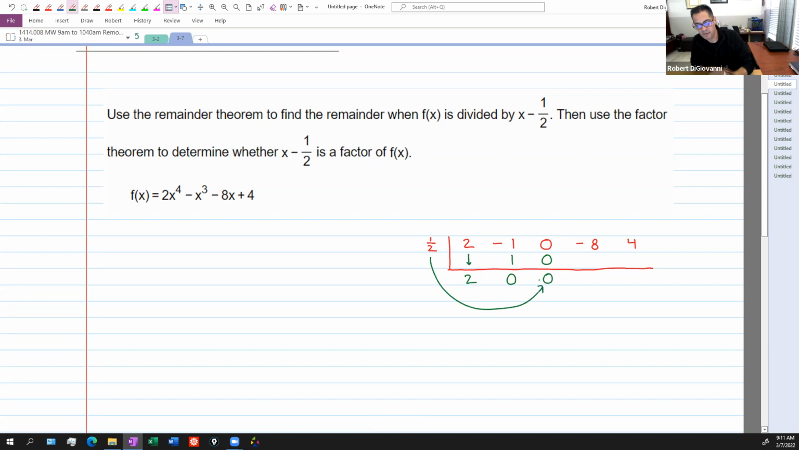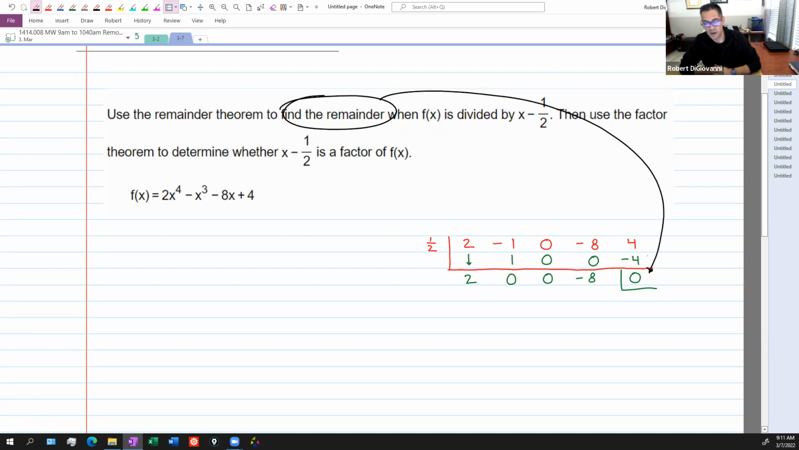Multiply here to here, we get 0 again. Add down, we get -8. Half of -8 is -4. Add down there, we get 0. So here we do have 0, which is what we wanted. So the first question is asking find the remainder. The remainder is 0. Now, because it's 0, we can use that to factor this.